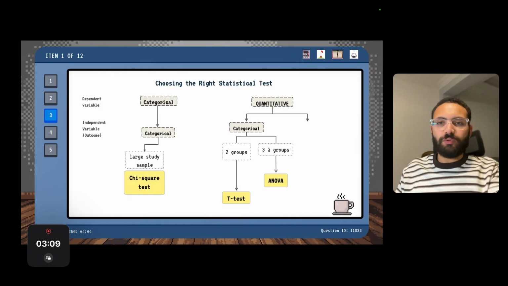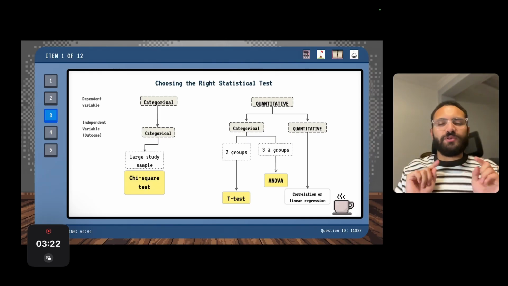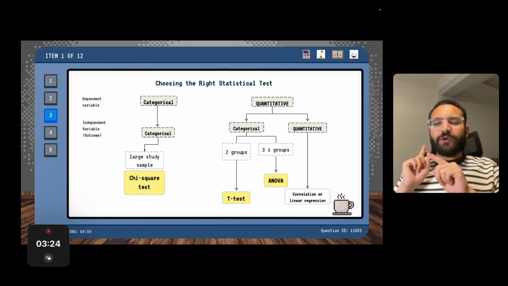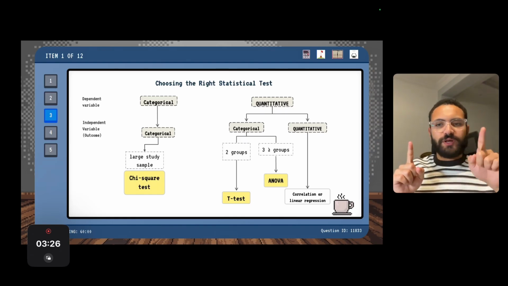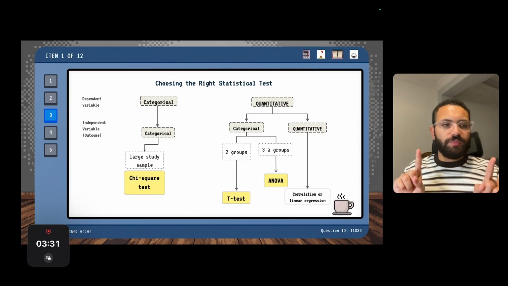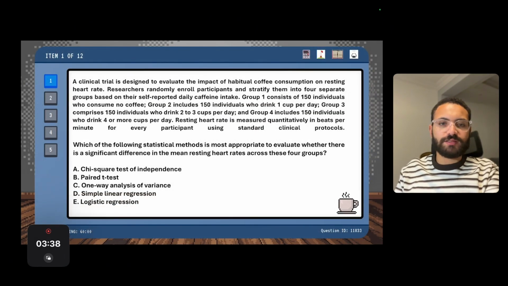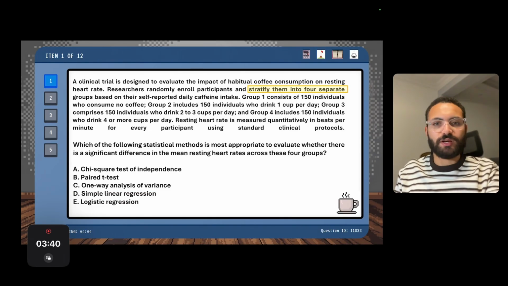But if we are going to compare a quantitative and another quantitative variable, like we are not dealing with groups now, we are dealing with numbers versus numbers, like mean blood pressure and forced expiratory volume. And then we are going to represent them in a graph, which will be using the correlation or linear regression tests.